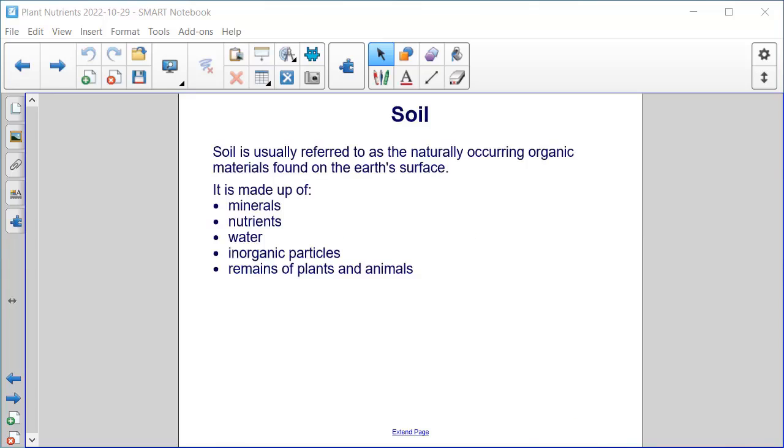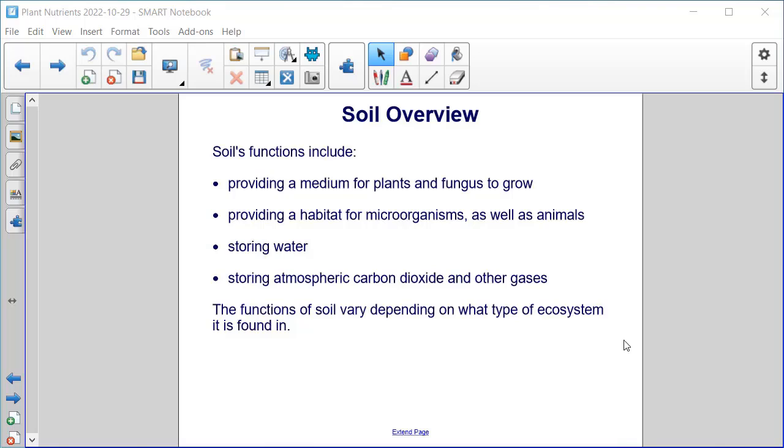Types of soil. Soil is usually referred to as the naturally occurring organic materials found on the Earth's surface. It is made up of minerals, nutrients, water, inorganic particles, and remains of plants and animals. Soil overview. Soil's functions include providing a medium for plants and fungus to grow, providing a habitat for microorganisms as well as animals, storing water, storing atmospheric carbon dioxide and other gases.